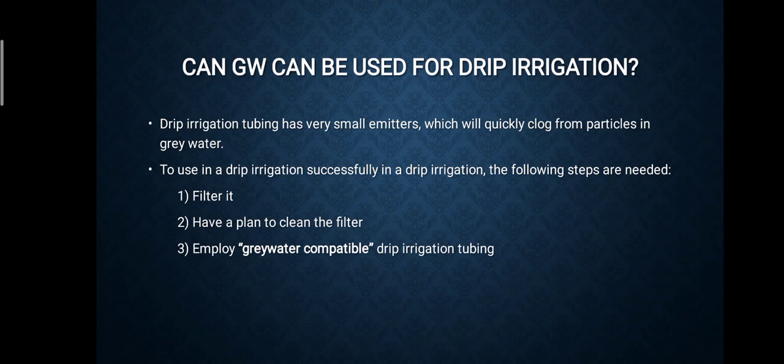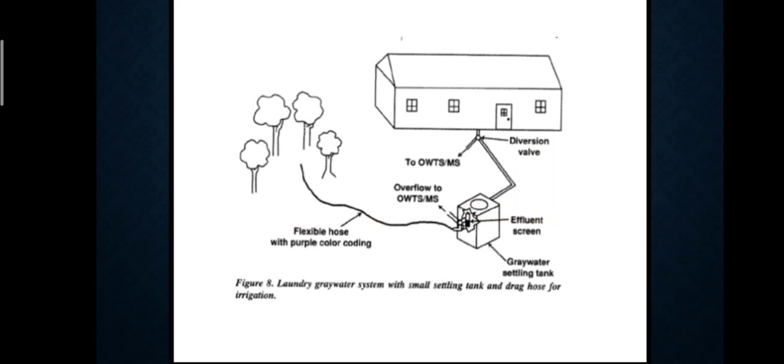First of all, we have to filter the grey water. It should be free of impurities. And secondly, have a plan to clean the filter. Third, employ grey water compatible drip irrigating tubing. Here you can see the laundry grey water system with small settling tank and drag hose for irrigation.